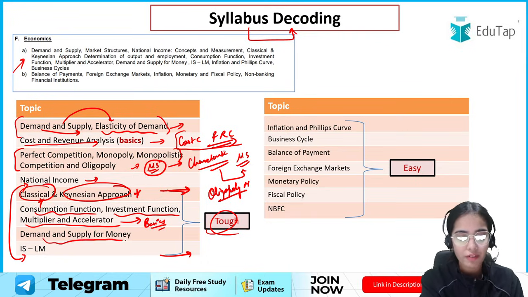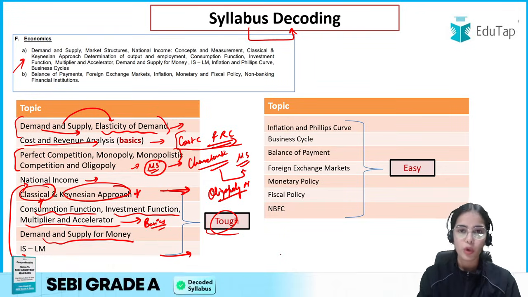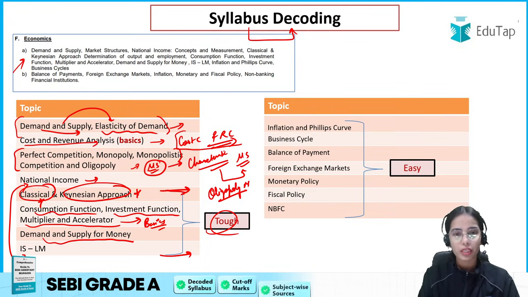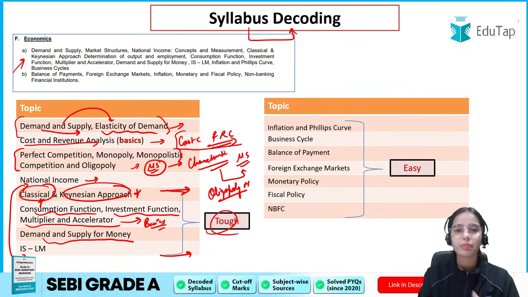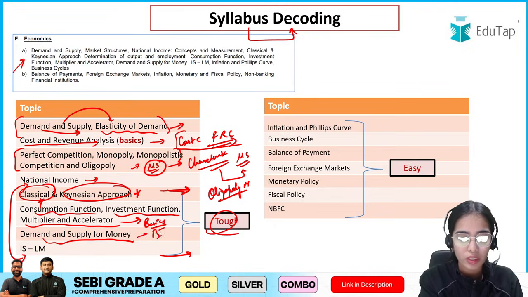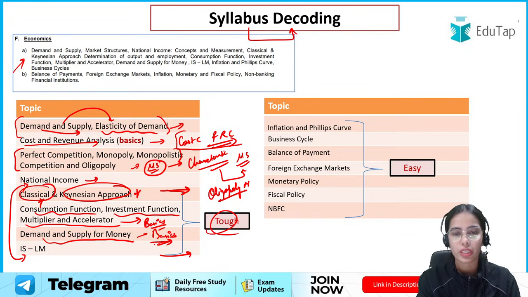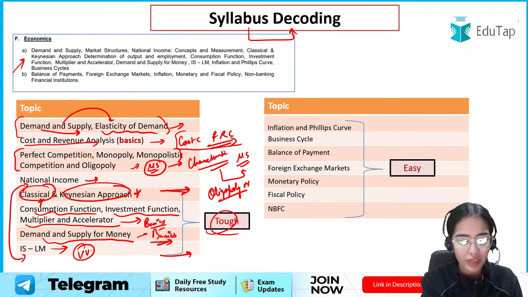Then demand and supply for money. This is going to be a long chapter because you will have to cover the demand theories given by Friedman and other economists. Liquidity preference theory and such you will have to cover here, but again focus on the basics. If your basics are clear, you do not have to go too much in depth. ISLM model, again this chapter is very important, very important. Here also you have to do the basics.